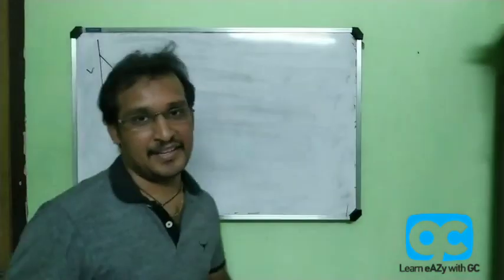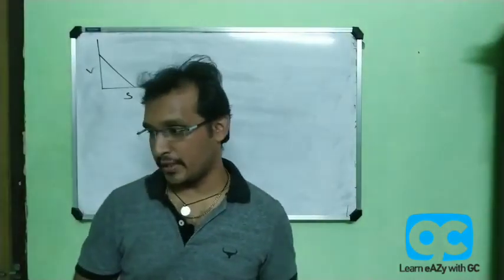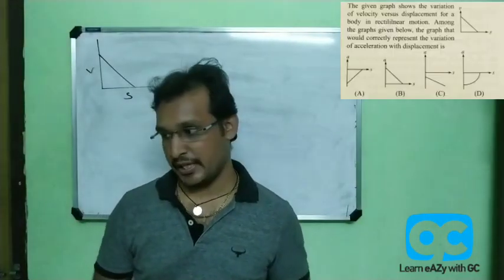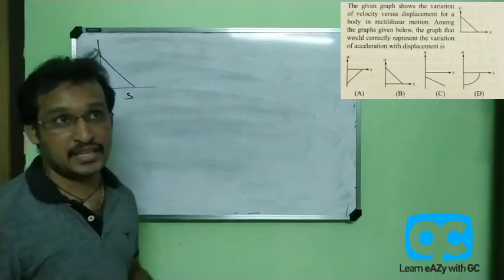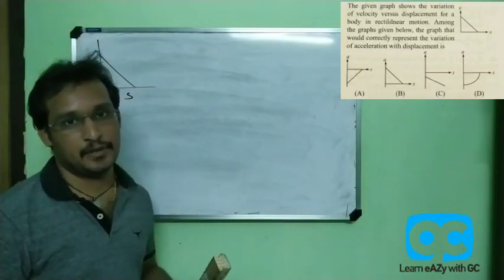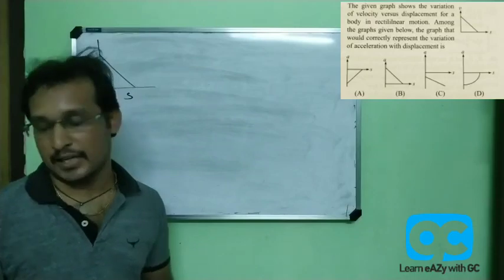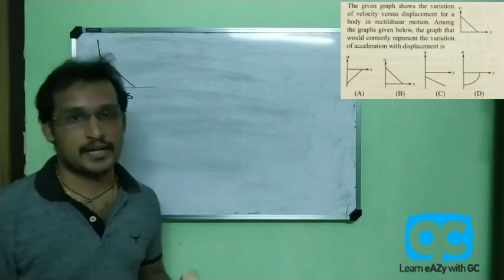So friends, this is the next question, which is related to motion in one dimension. You can see in the figure that a velocity displacement graph is given, and they are asking what is the equivalent acceleration displacement graph. That is the question, correct? Yes, that is the question.